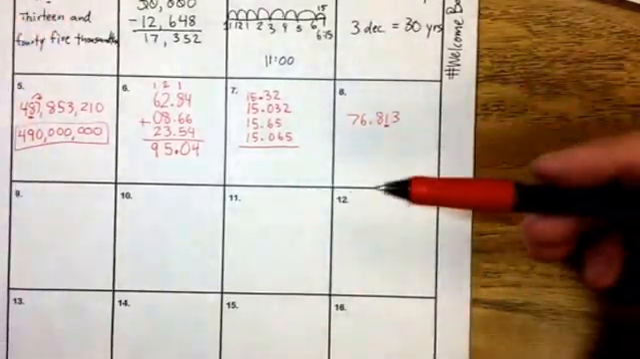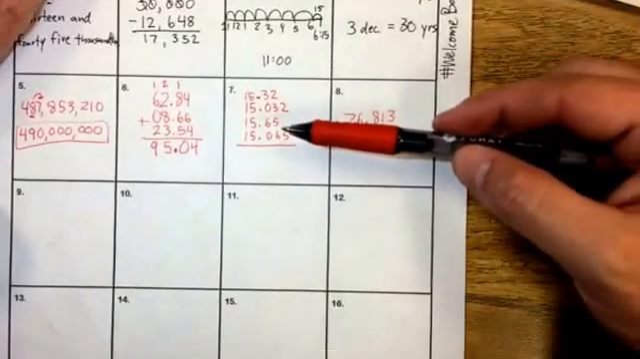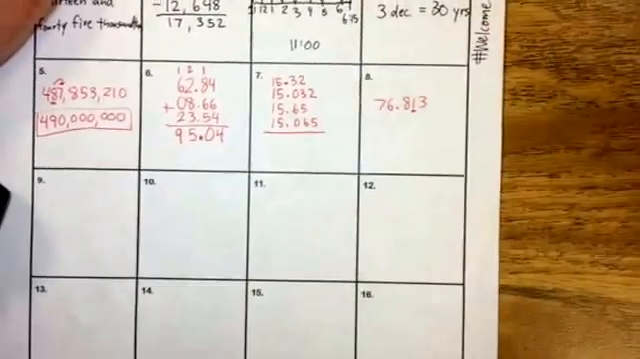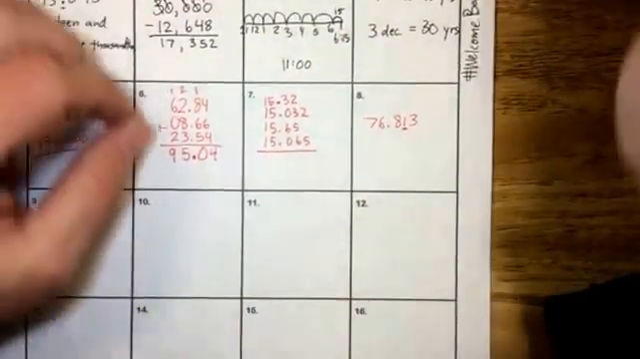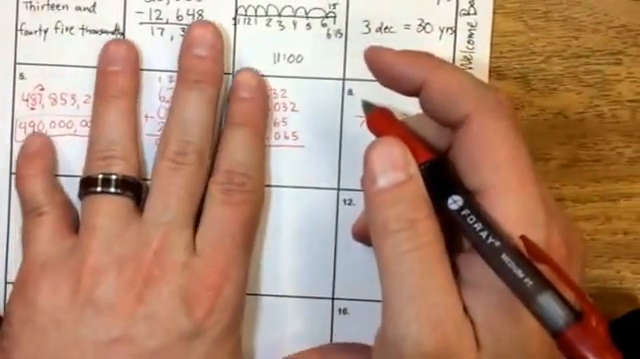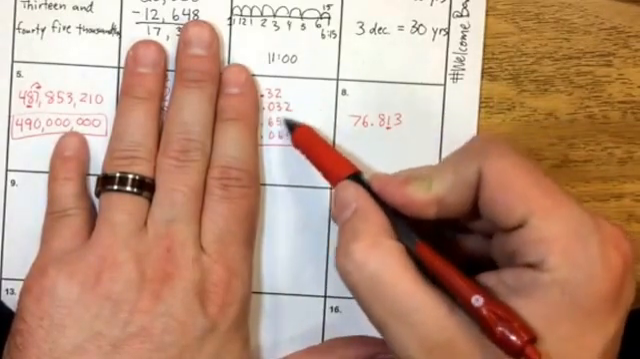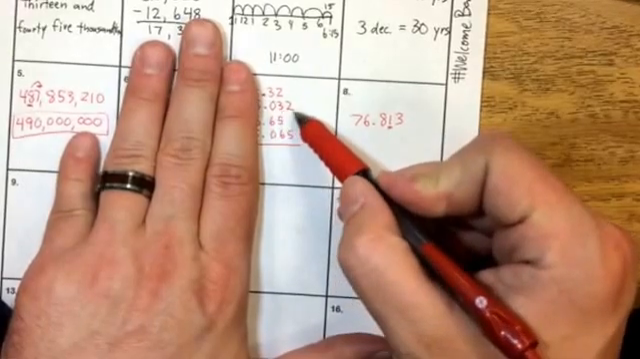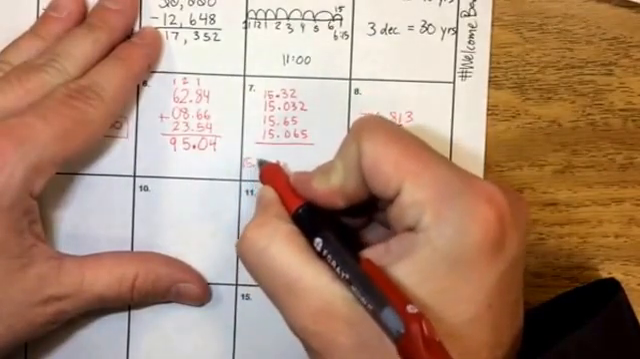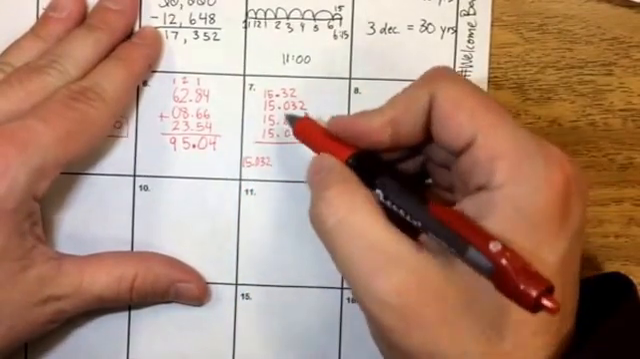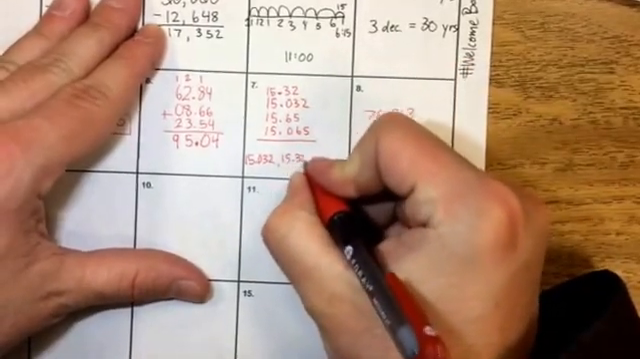For number 7, they want us to compare the numbers 15 and 32 hundredths, 15 and 32 thousandths, 15 and 65 hundredths, and 15 and 65 thousandths. They want us to put these in order from least to greatest. I see that these all have 15, so I'm going to cover up the 15. Now I can see that my smallest number is 32 thousandths, because I go 0, 3, 2. 32 is bigger than 0, 3, 2. So 15 and 32 thousandths is my smallest number, which then makes 15 and 32 hundredths my next biggest.